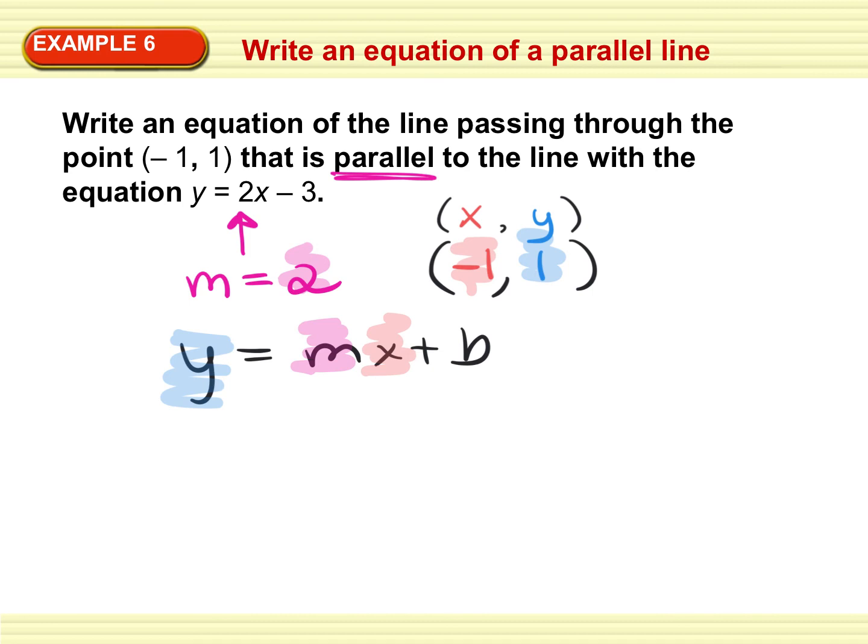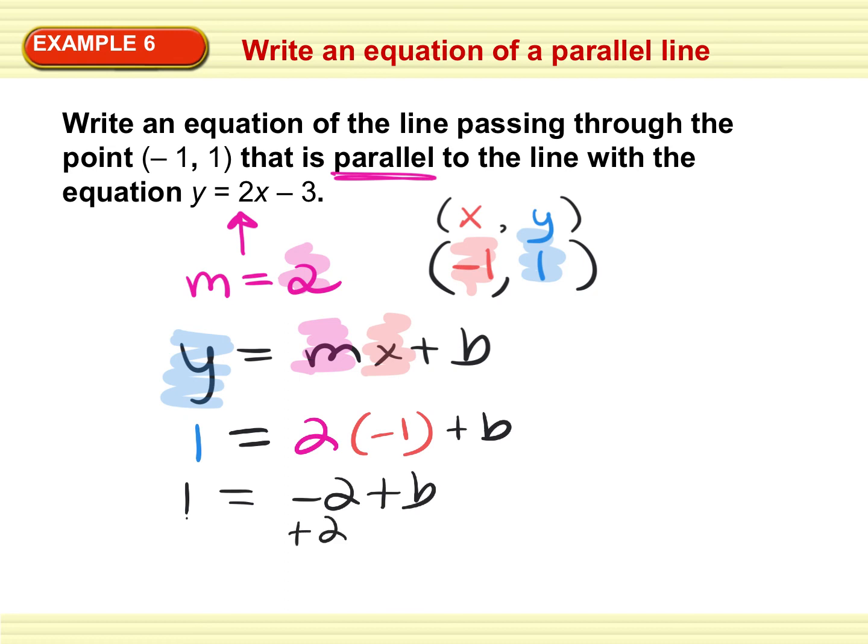So now let me replace. So y is positive 1, then equals 2 times negative 1 plus b. I need to multiply. So 2 times negative 1 is negative 2. Add the 2. And my y-intercept is 3. Now it's just a coincidence that it's the opposite sign. It's coincidental. It's not always going to be the opposite sign.